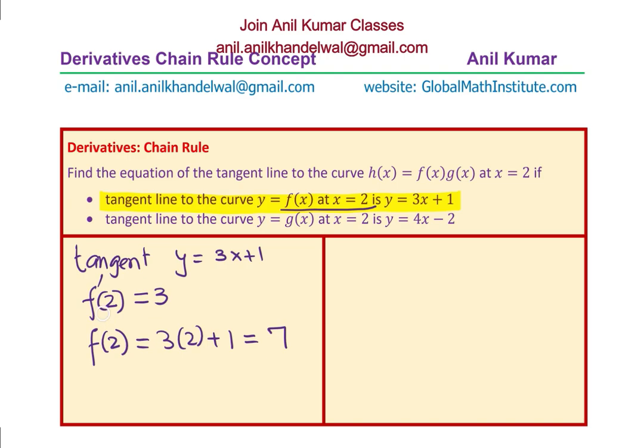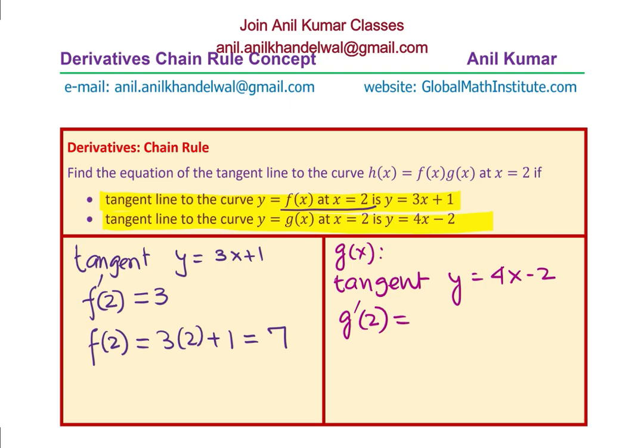Perfect. So we have f2 prime and f2. Similarly, from the second tangent line, I can find the value of, yes, you got it. So for g of x, we know that the tangent is y equals 4x minus 2. That means the derivative at 2 is definitely equal to 4, which is the slope of this line. And the value at 2 will be, substituting 2, we get 8 minus 2, which is 6.